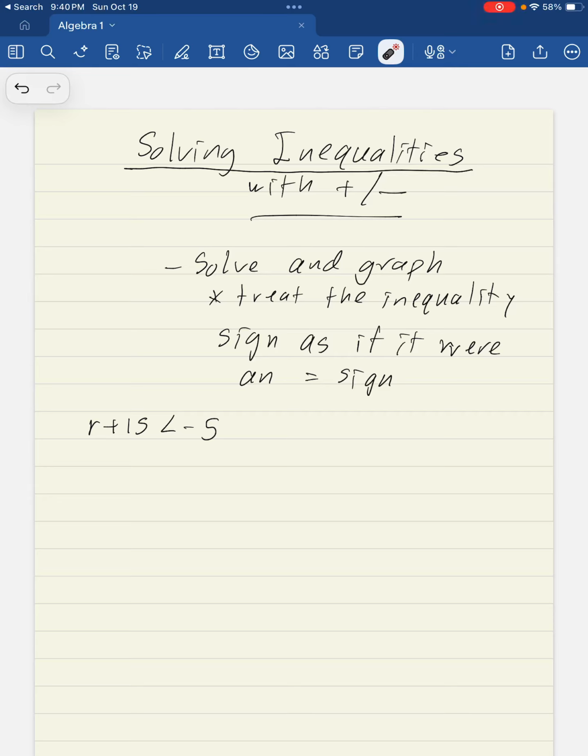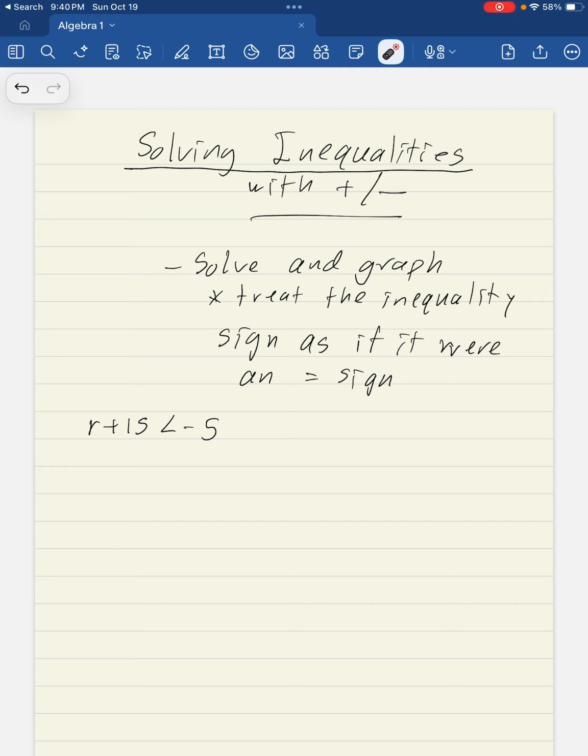Welcome back, and today we're talking about solving inequalities with addition and subtraction. These are one-step problems, kind of like we have right here. And if you're looking for multiplication and division, we're going to cover that in the next video, so you can skip to that if that's what you're looking for.